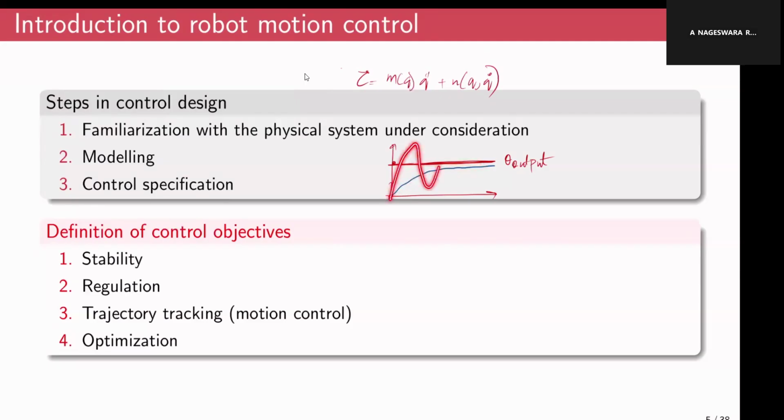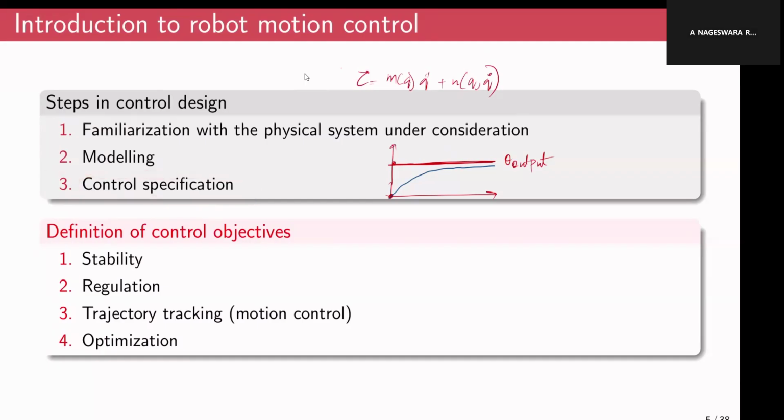Or is it allowed to have some oscillations? And how fast should the oscillation damp out? What should be the steady state error? All these questions or all these requirements are to be satisfied by the control specification. And while we are designing a motion controller, it should be as per the control specification.